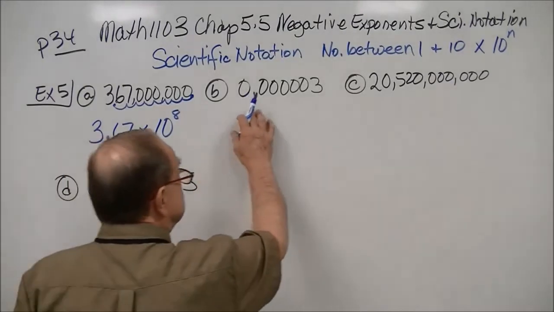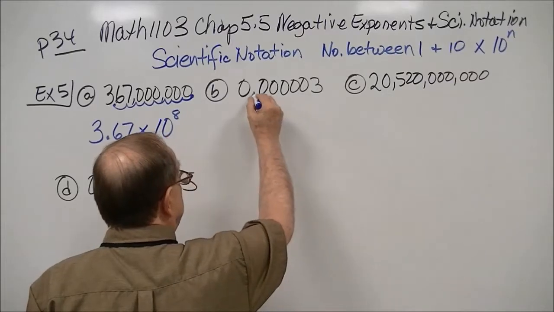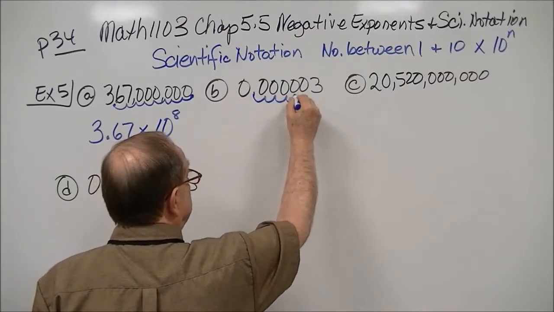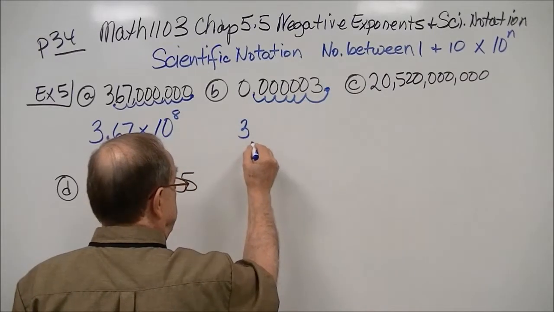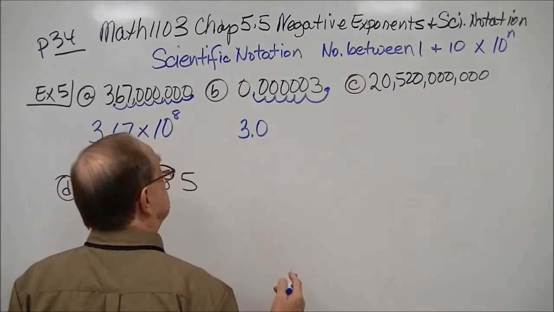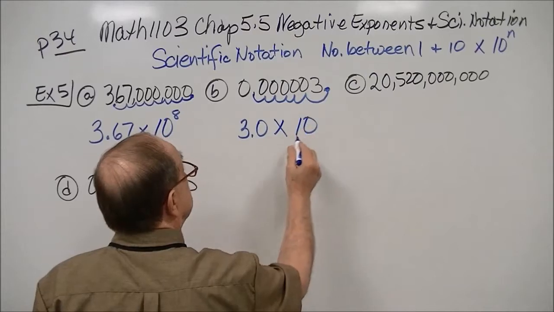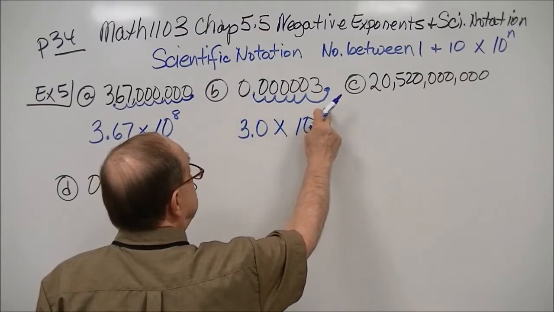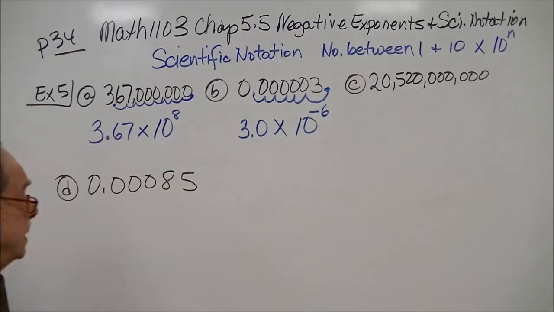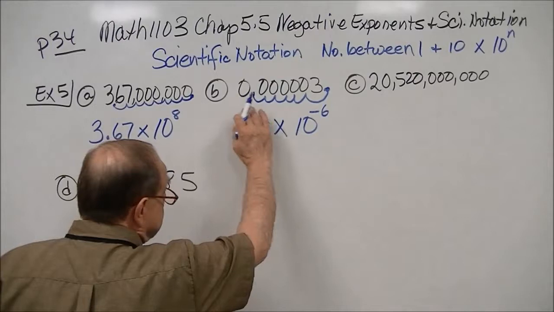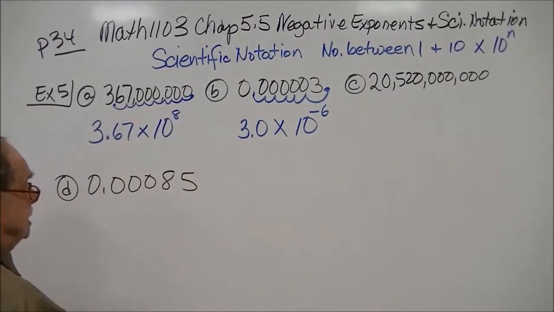Now in this case, the number is smaller, so I'm going to the right, and it's 1, 2, 3, 4, 5, 6. It'll be 3. Oh, I could add a point there, times 10. Now, since I moved it 6 places to the right, these are negative exponents. So when you get negative exponents, those are for the small numbers. Positive exponents are for the big numbers.